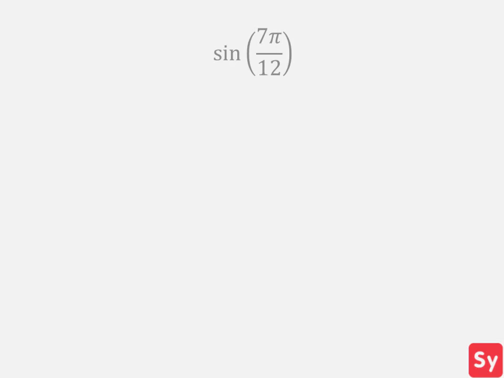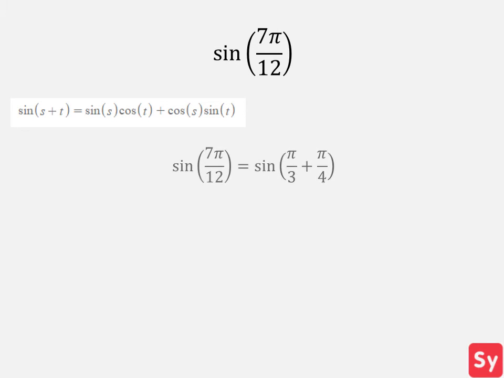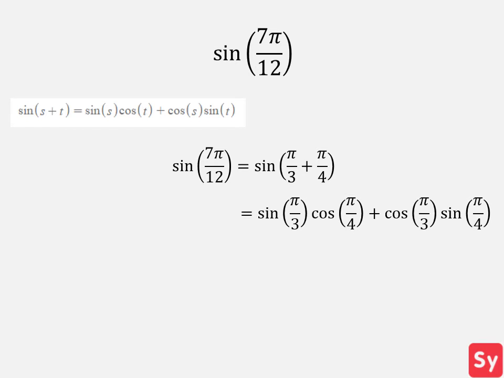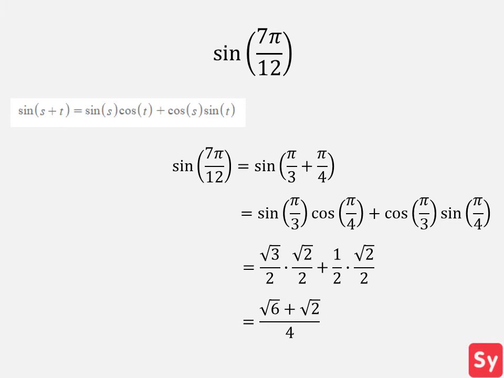Next example, we want to evaluate the sine of 7 pi over 12. We can use this identity for this example, because pi over 3 plus pi over 4 equals 7 pi over 12. Let's plug these values into the identity. Next, we evaluate each trig function. Then we simplify and get that sine of 7 pi over 12 equals the square root of 6 plus the square root of 2 over 4, our answer.